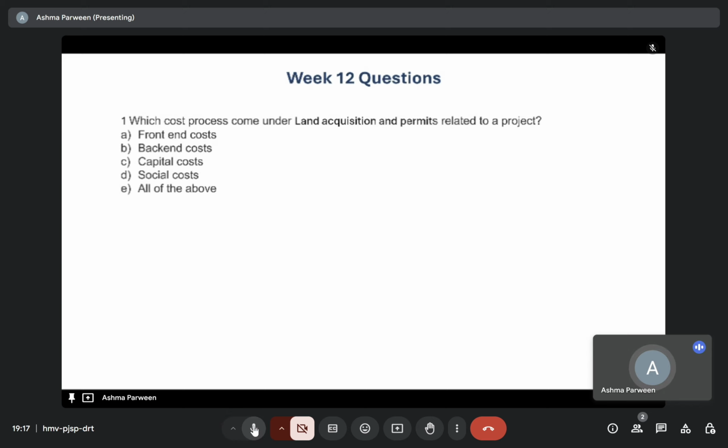So the cost required for land acquisition and permits is covered under the front end cost. So A will be the correct answer. So now let's move to the next question.